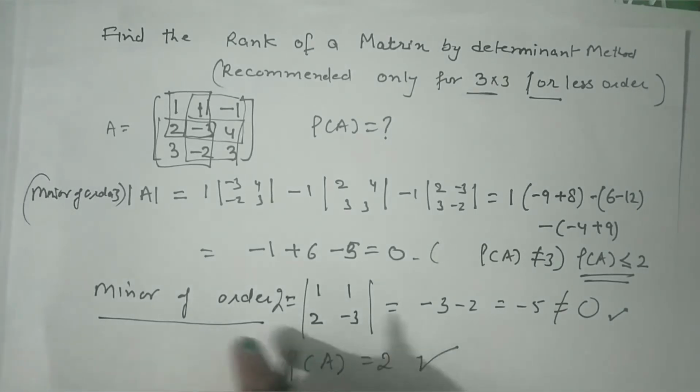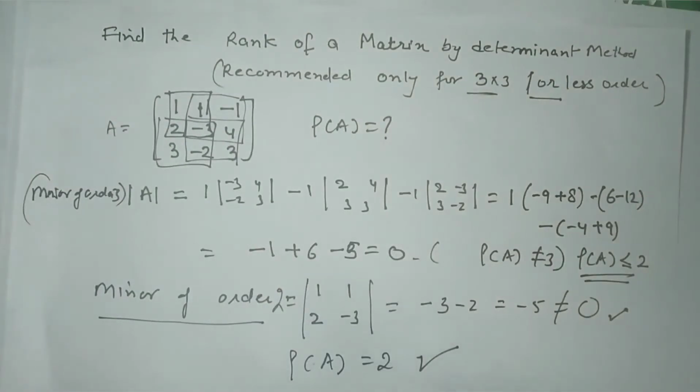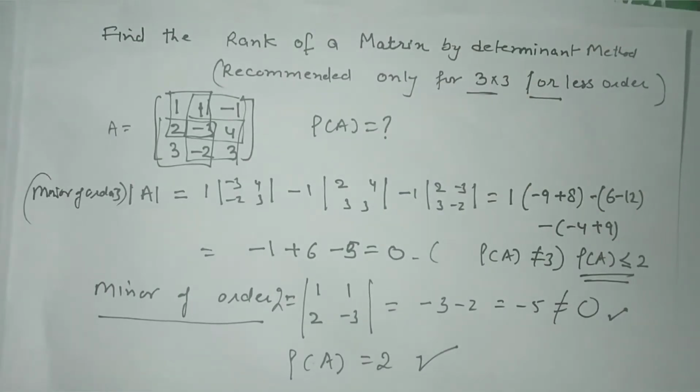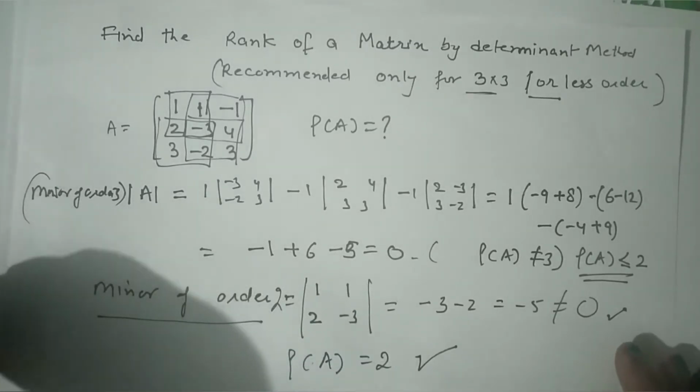If all the minors of order 2 also become 0, then we will check for rank 1, that is the minor of order 1. Minor of order 1 means 1 row 1 column, a single element. If they are non-zero, obviously rank will be 1. In case all the determinants of order 2 become 0. So this was one of the questions.